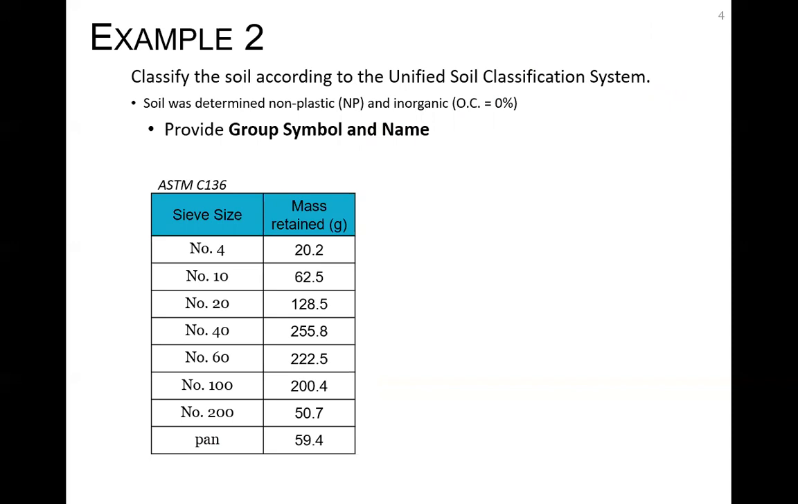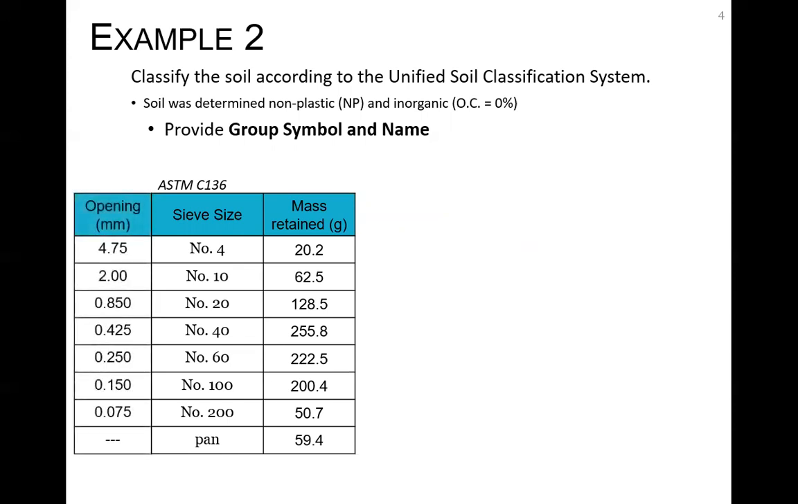We're also told that the soil was determined to be non-plastic. That means the engineer held it in his or her hand and determined, okay, there's no plasticity through this. There's also no organic, so it's inorganic, the organic content is 0%. So what we would have is our grain size distribution. This is exactly like what we're going to be doing in the lab this week. We have the mass retained. We know the corresponding opening size to each sieve size, and that's important because that's our x-axis.